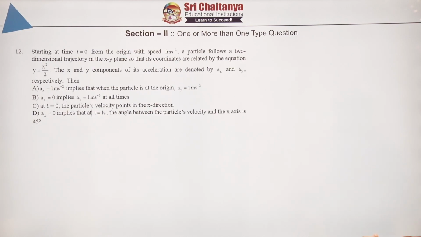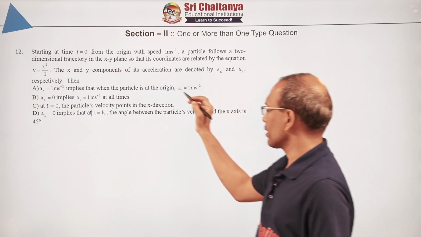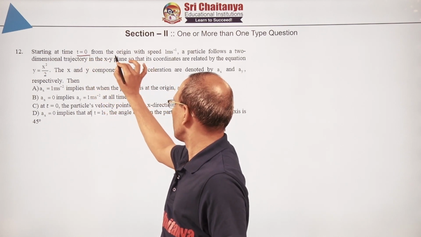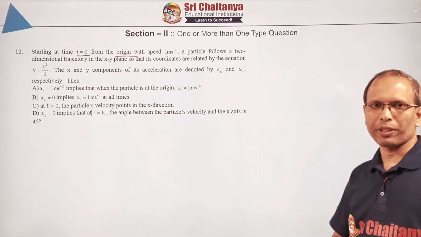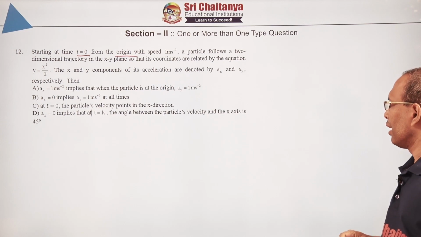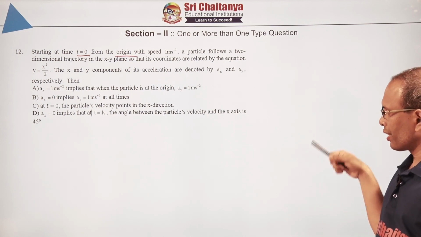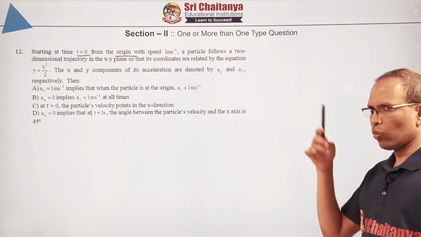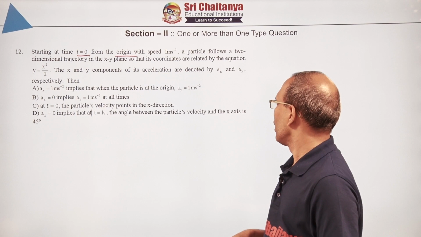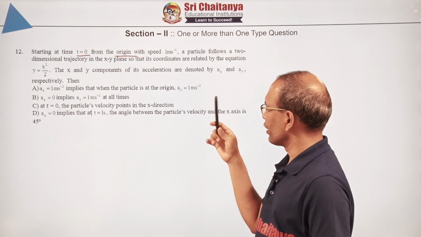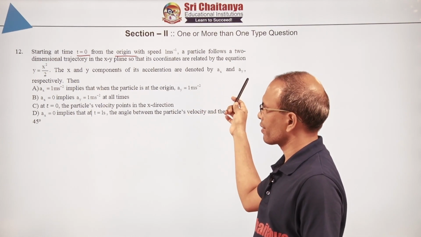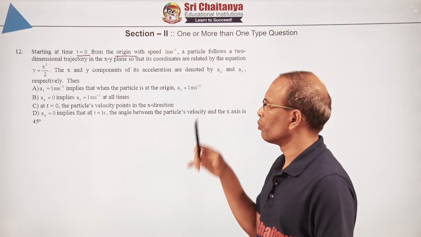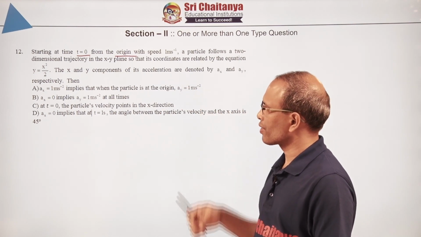So question number 12. He gave us that at t equal to 0 the particle is at the origin, and it is starting with a speed of 1 meter per second. A particle follows a two-dimensional trajectory in the xy plane so that the relation between x and y is given by y equal to x square by 2. Now let ax and ay denote the components of acceleration along the x-axis and y-axis. So now he wants us to answer these terms.